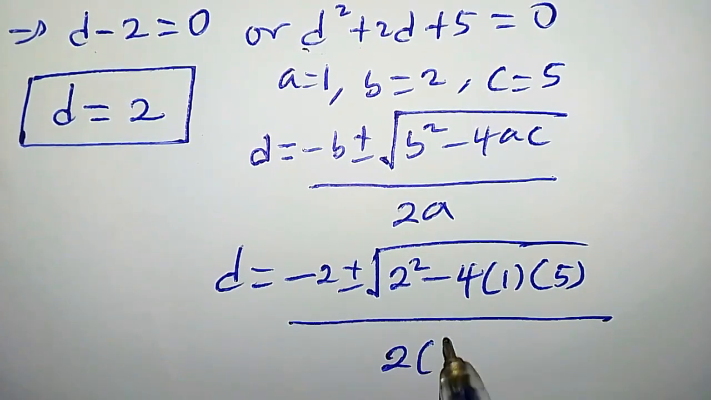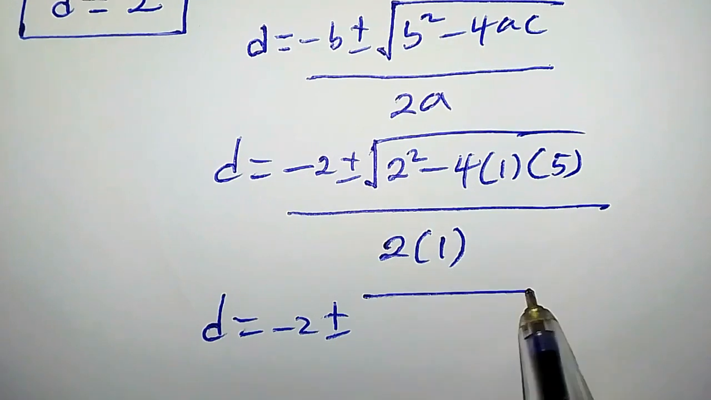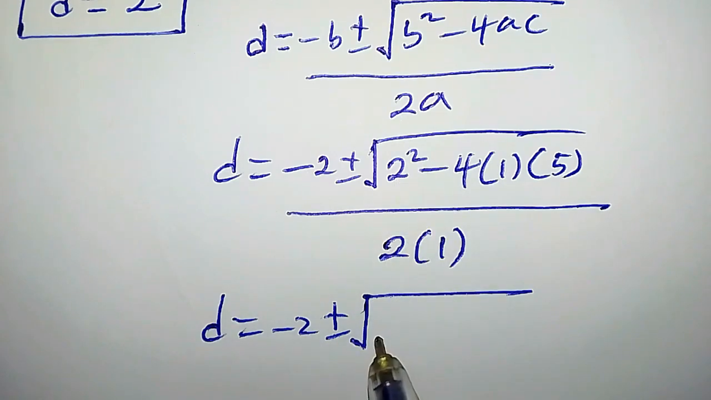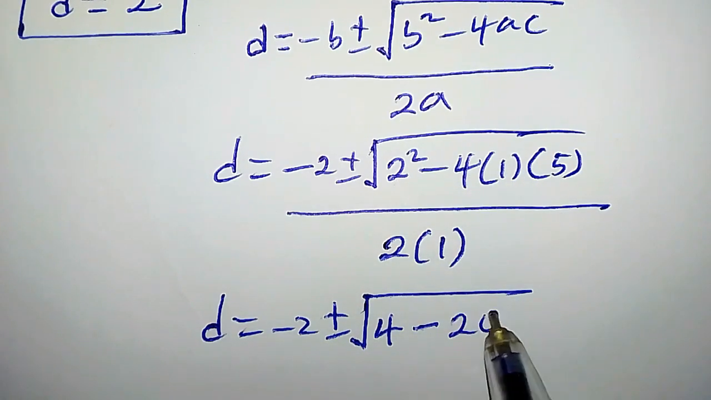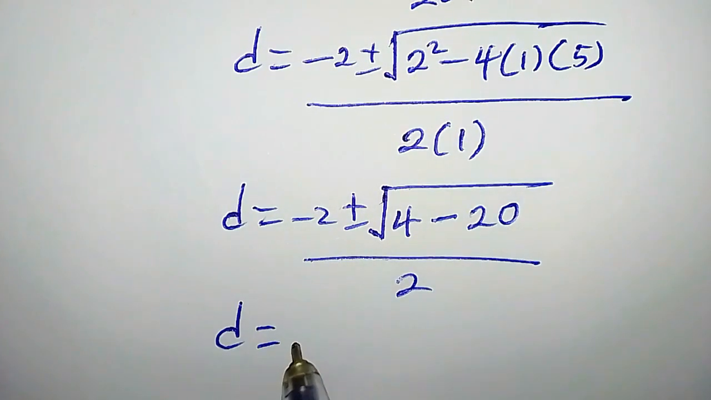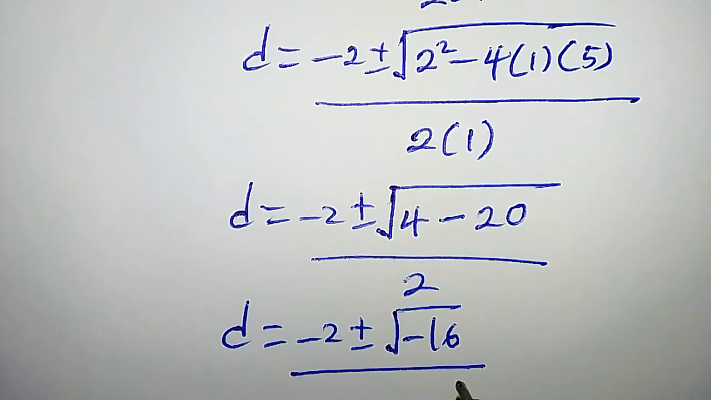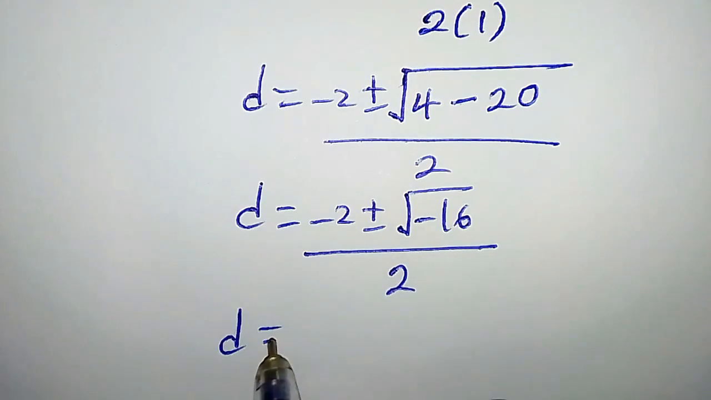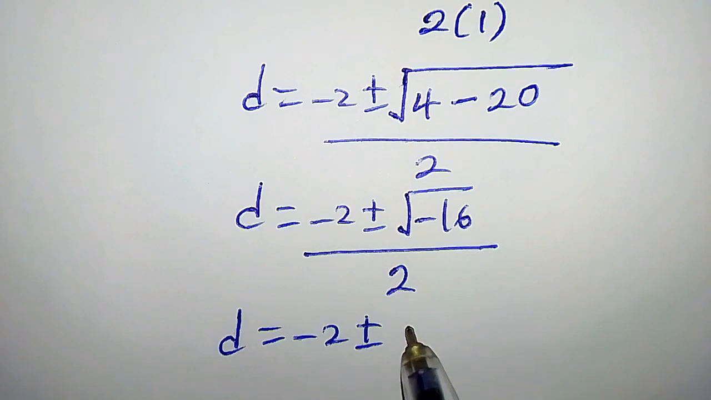Everything over 2 times, what is A? A is 1. Let's continue. D is equals to minus 2 plus or minus square root of 2 squared, that is 2 times 2, which is 4, minus 4 times 1 times 5, that is 20, over 2 times 1, that is 2. D is equals to minus 2 plus or minus square root of 4 minus 20, that is minus 16, all over 2.